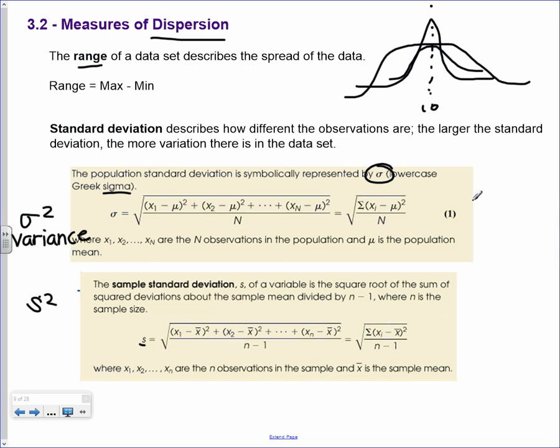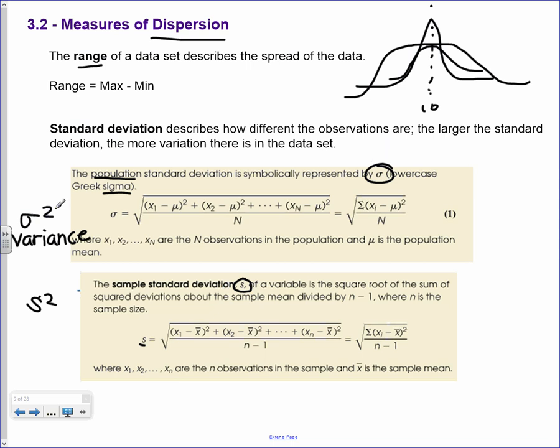So we've got two different standard deviations. The population standard deviation, so this is going to be our parameter, is represented by sigma. The sample standard deviation, which would be our statistic, is represented with S. Okay, so S is our sample standard deviation. That's usually what we're going to be working with. Sigma is our population standard deviation.